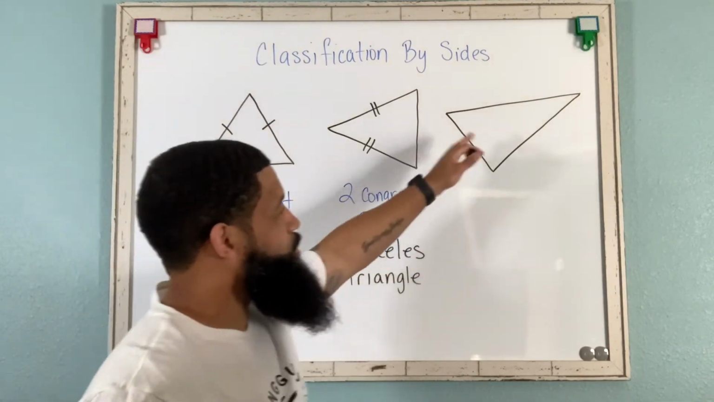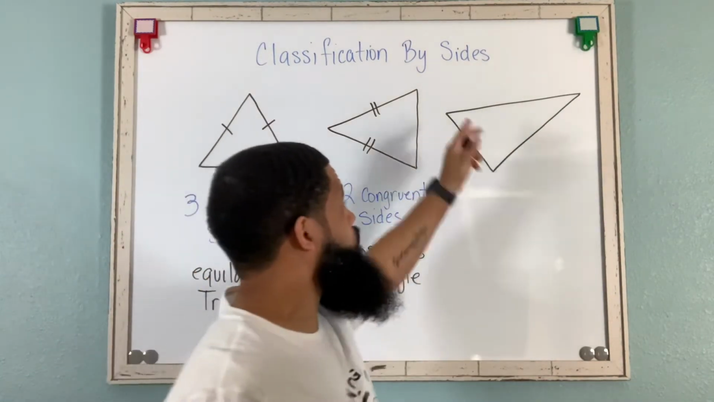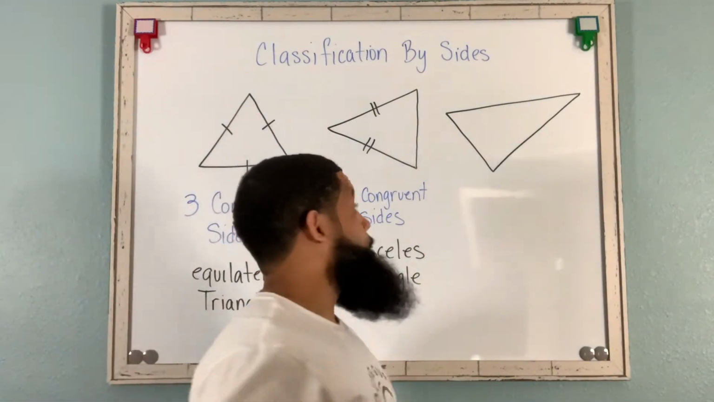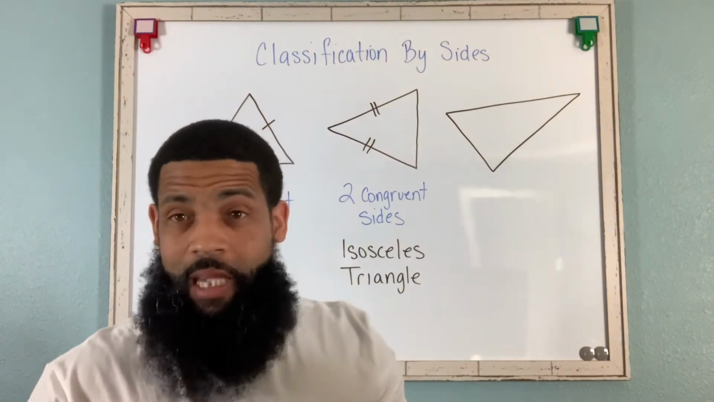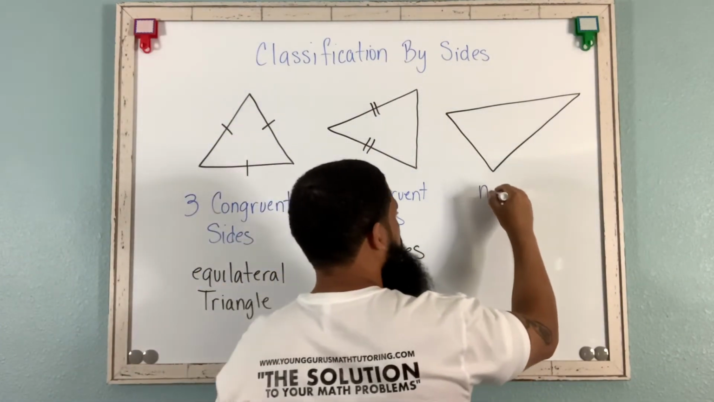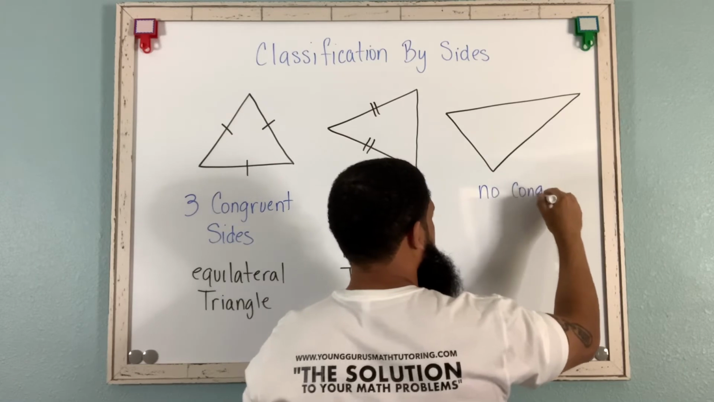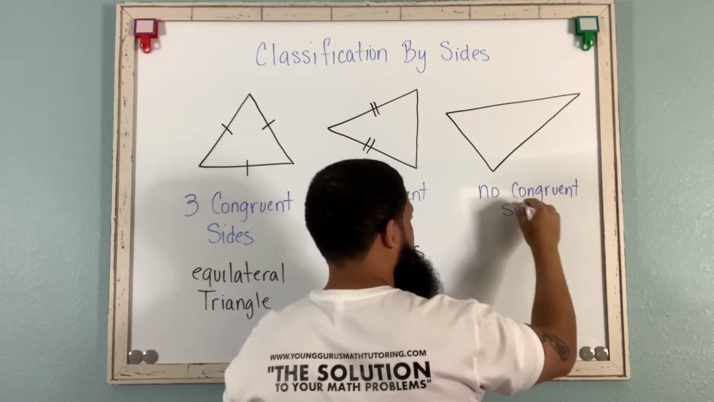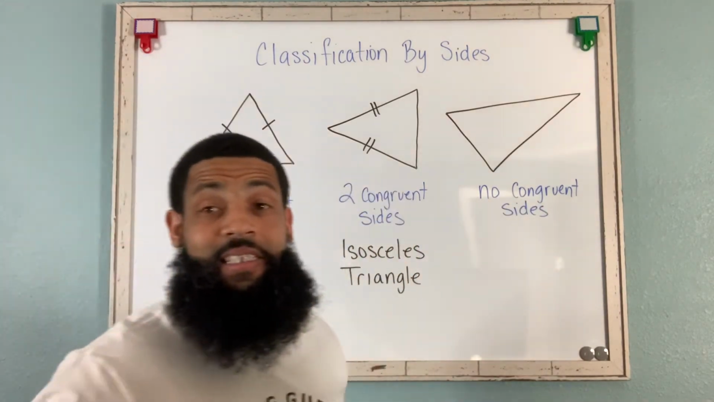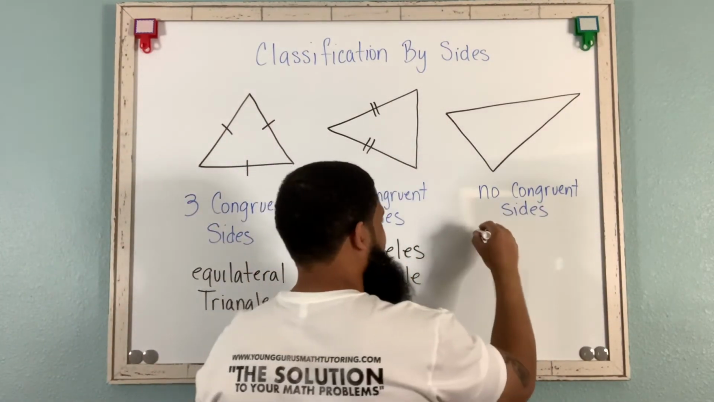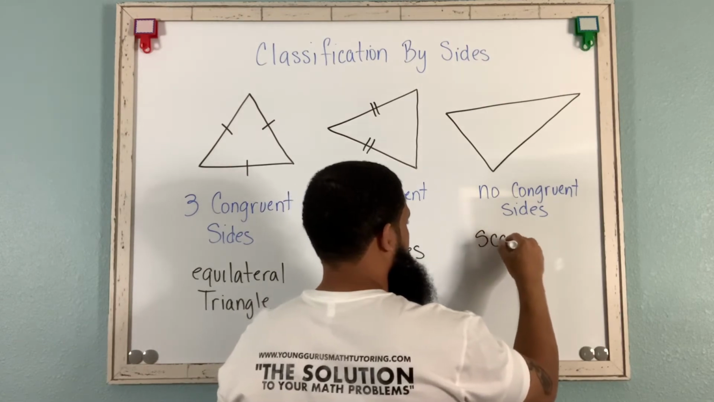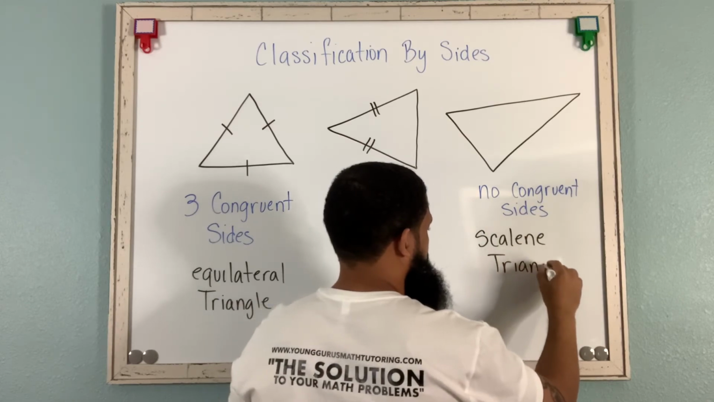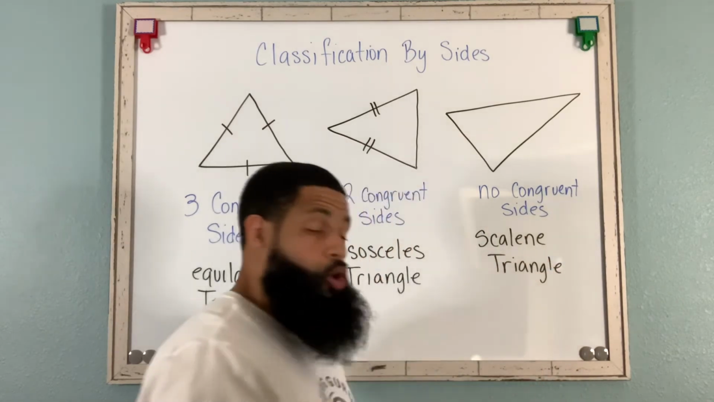All right, and then last but not least, notice that there are no tick marks on any of those sides, right? So this one is called a, well, first of all, before we name it, let's say it has no congruent sides, right? And that is called a scalene triangle. A scalene triangle, right?